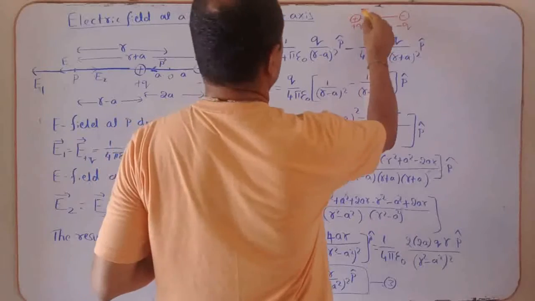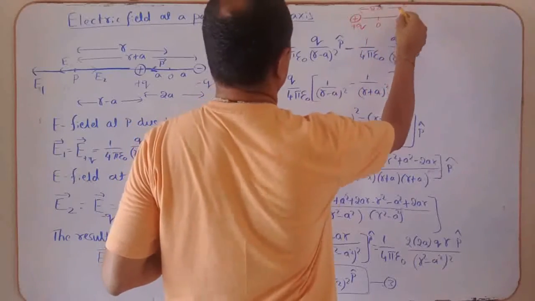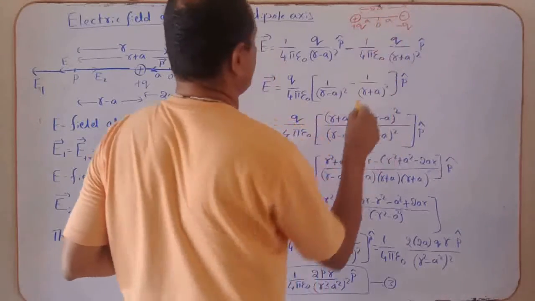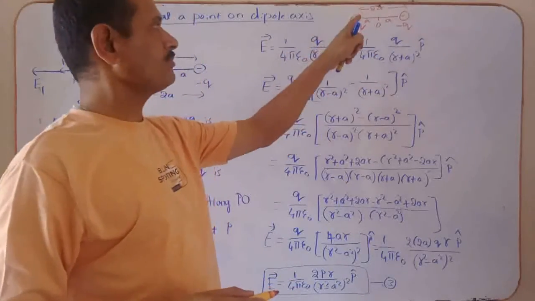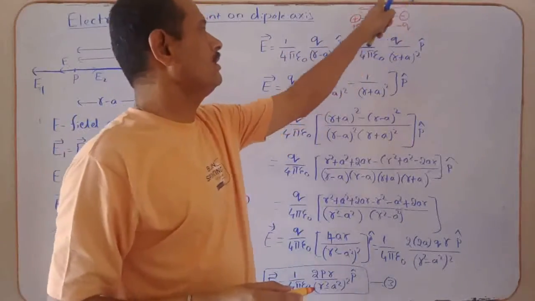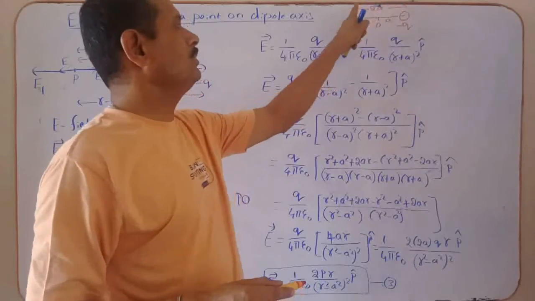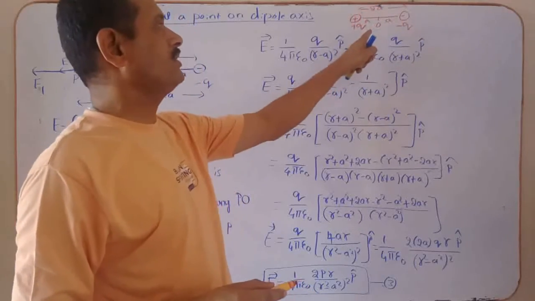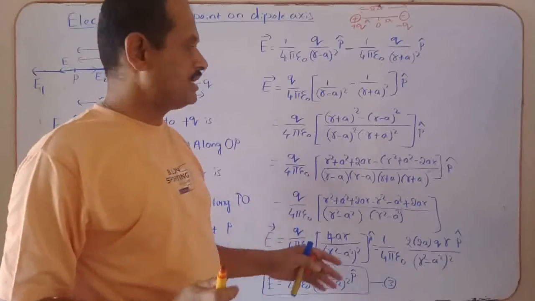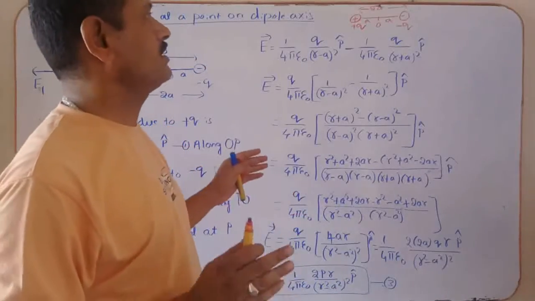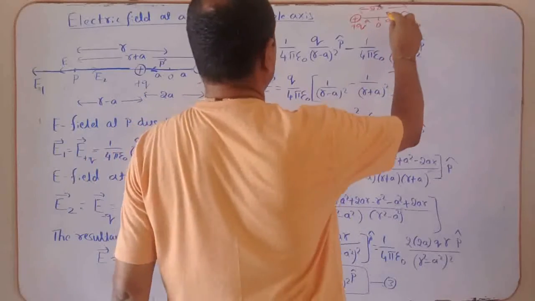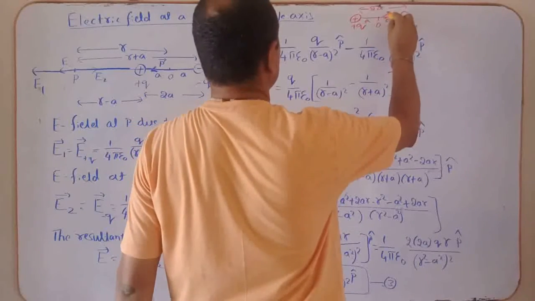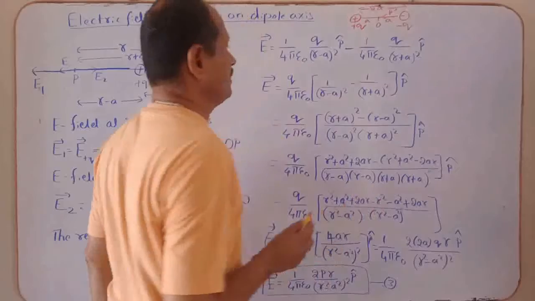Now the distance between the two charges of the dipole is 2a. This is a, this is a. It is the electric dipole, a pair of two opposite charges of equal magnitude separated by a very small distance. That is the electric dipole. This is the dipole axis. The dipole moment is directed from negative to positive charge, dipole moment vector P.